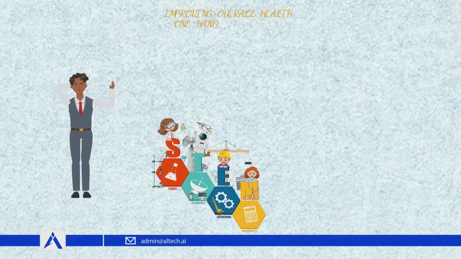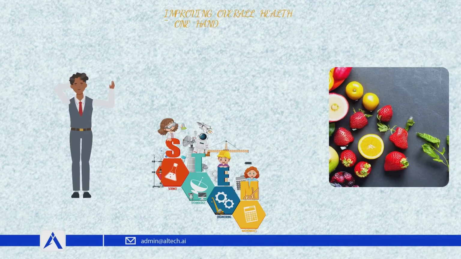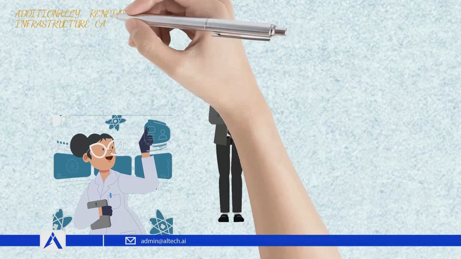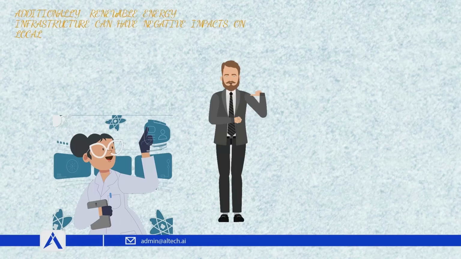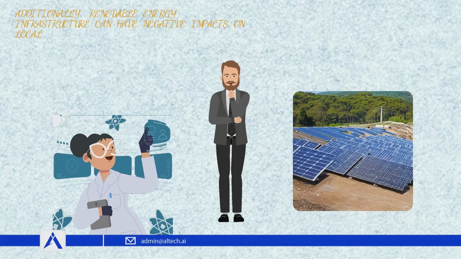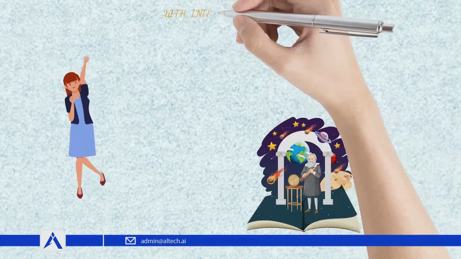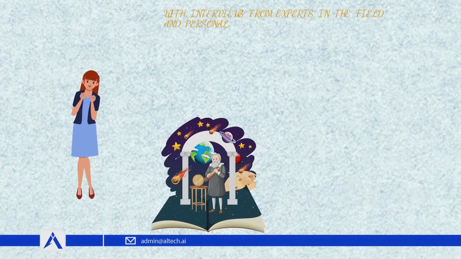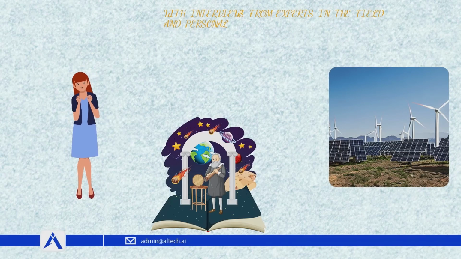On one hand, renewable energy can lead to cleaner air and water, reducing the prevalence of respiratory issues and improving overall health. On the other hand, some renewable energy practices can have negative impacts on biodiversity and ecosystems, which could impact human health in a variety of ways. Additionally, renewable energy infrastructure can have negative impacts on local communities where it is installed, including noise pollution and disruptions to daily life. With interviews from experts in the field and personal stories from those impacted by renewable energy practices, this video aims to provide a comprehensive look at the complex relationship between renewable energy and public health.